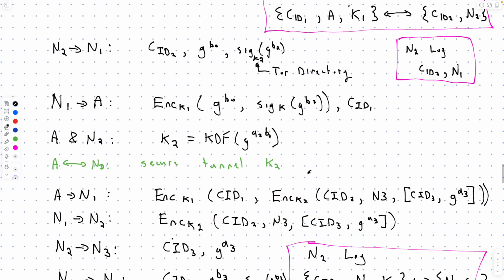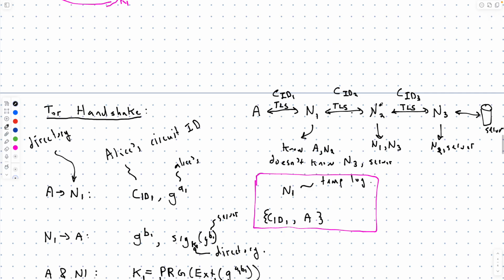So what doesn't it know? It doesn't know Alice, it doesn't know the server. It also doesn't know how long the chain is. It knows it's at least 3 nodes long because it's receiving from another Tor node and sending to another Tor node, but it could be 4 or 5 nodes long. N3 knows it's dumping at a server and receiving from another Tor node, but it doesn't know whether this is the first or the 5th node in the chain.